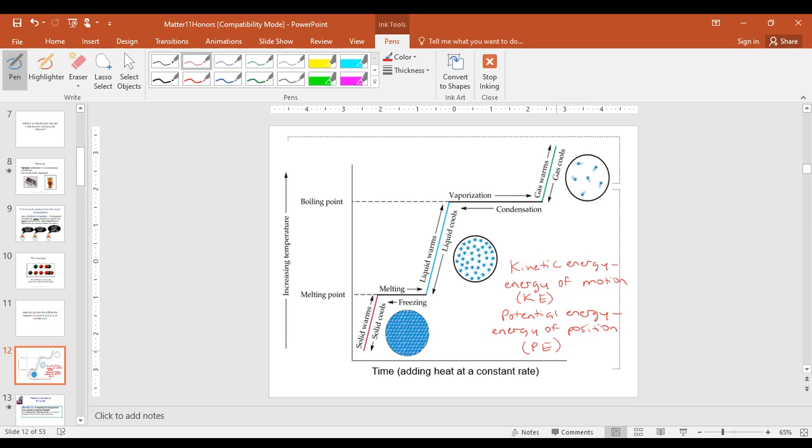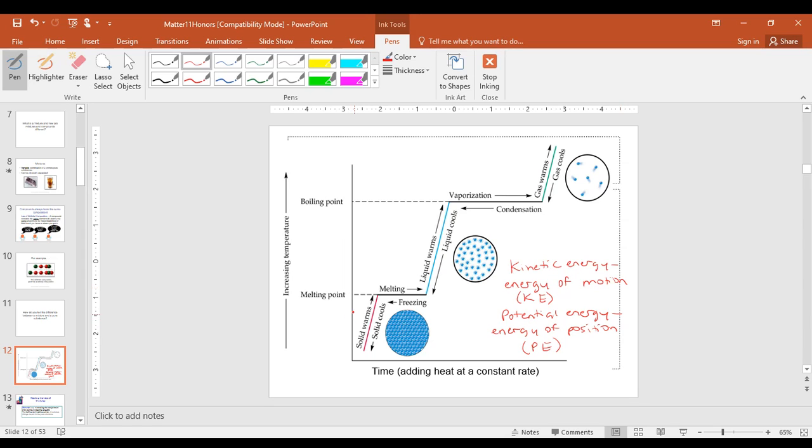You think about if you're riding a roller coaster, when you're at the top of the hill, you have a lot of potential energy because you're very far off the ground, but the car isn't moving. But as the car goes down the hill, all that potential energy is turning into kinetic energy, and you have a lot of motion at that point and get really fast.